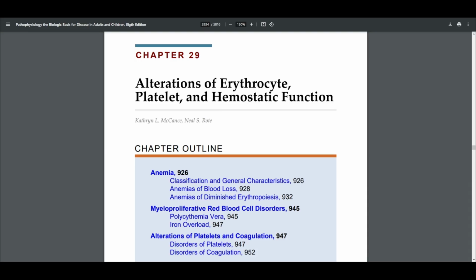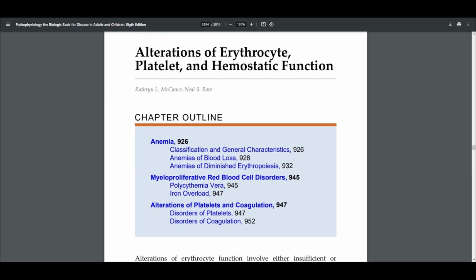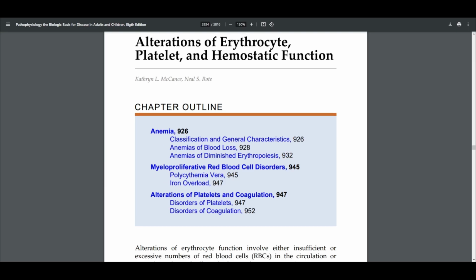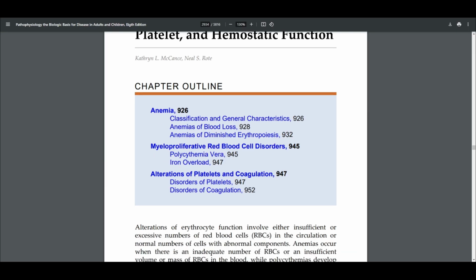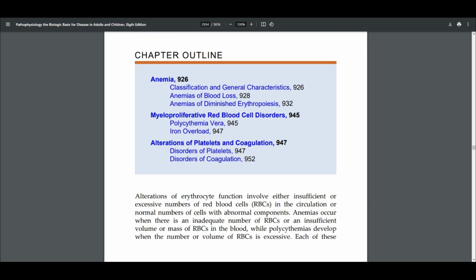Welcome everyone to another chapter of Advanced Pathophysiology. Today we're talking about chapter 29, the alterations of erythrocytes, platelets, and the hemostatic function. As always, my pages may not always line up with yours, but we'll be reading it in its entirety. So without much further ado, we'll jump right in.